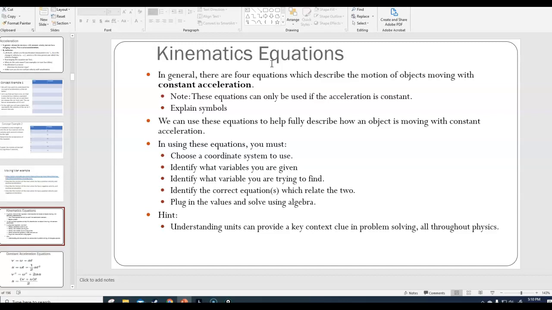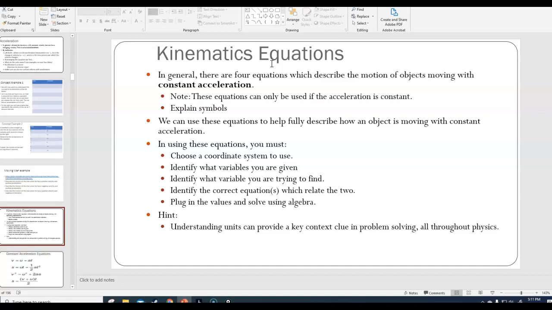One for constant velocity, that's the s equals v times t equation. And then the 4 equations I'm about to show you in just a second on the next slide that apply for constant acceleration. When we see the equations on the next slide, I will go through and explain what each of the symbols represents. Keep in mind as you're solving problems, you need to choose a coordinate system to use, meaning you have to pick one direction to be positive, one direction to be negative. Establish that coordinate system, establish where your origin is. Identify what variables you're given in the problem.